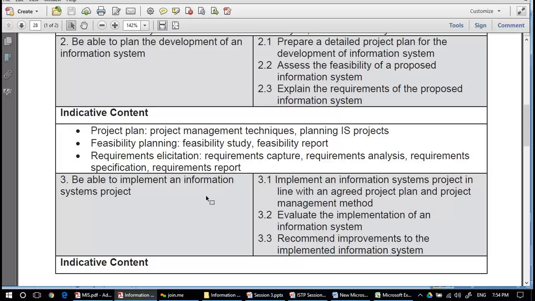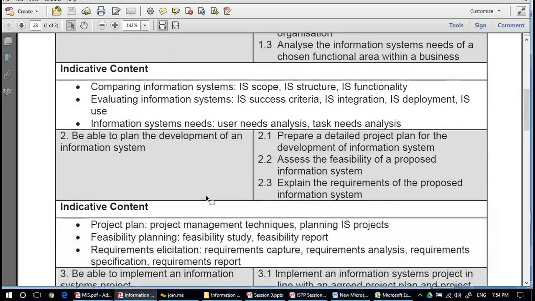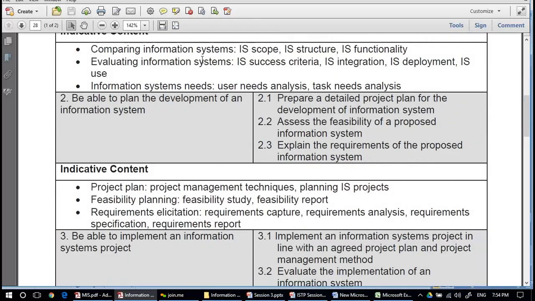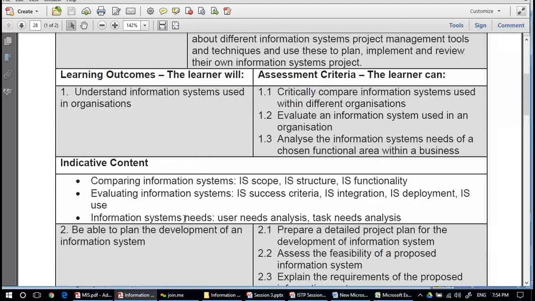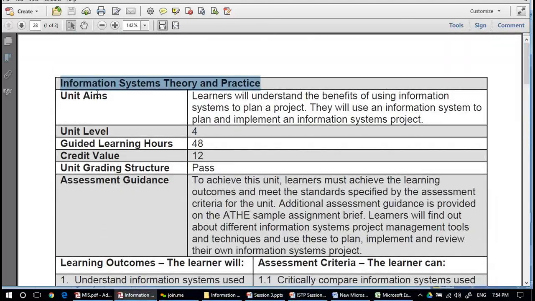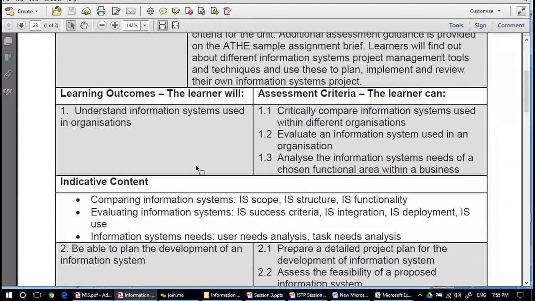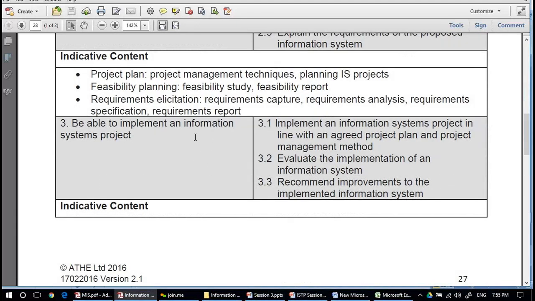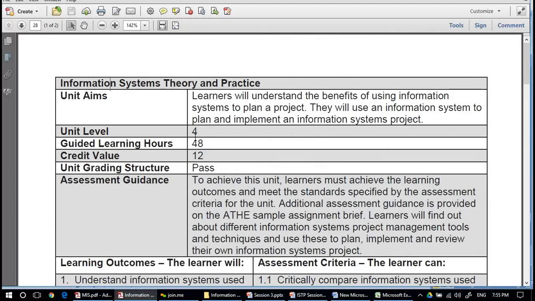All right. Thank you. So the unit itself might have selected topics, but overall the study of the unit can be done by reading a textbook that is relevant to the unit title.